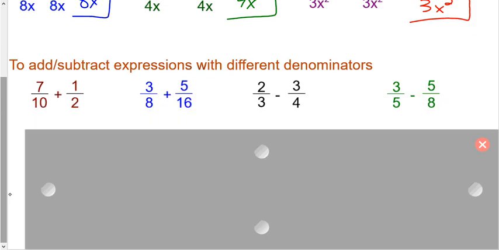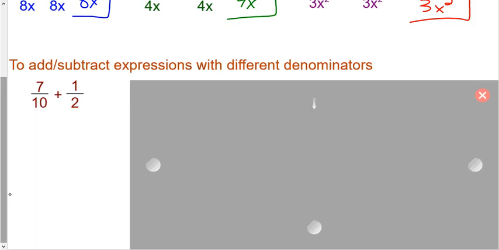Now, to add and subtract with different denominators, what we need to do is make a common denominator. I will show you what I call the loop method. Do you have to do the loop method? No. But it does tend to be successful when we start talking about variables. So what we're going to do is find what's called the least common multiple of our denominators. So 10 and 2.